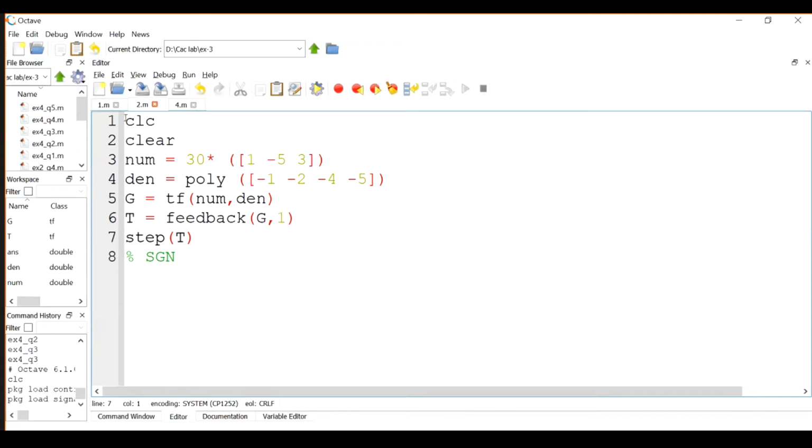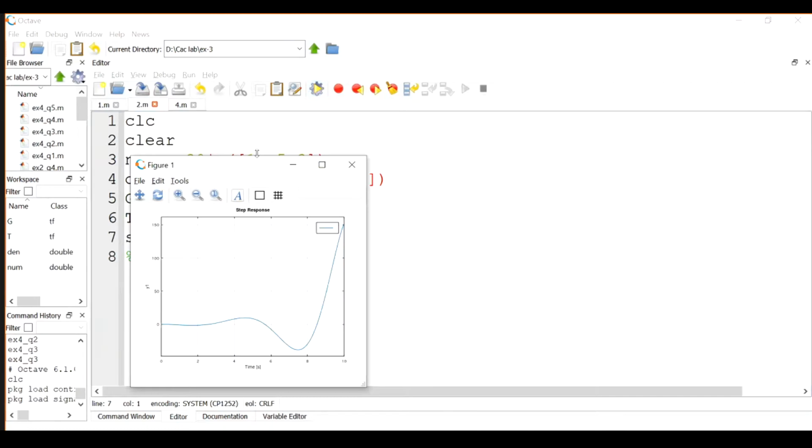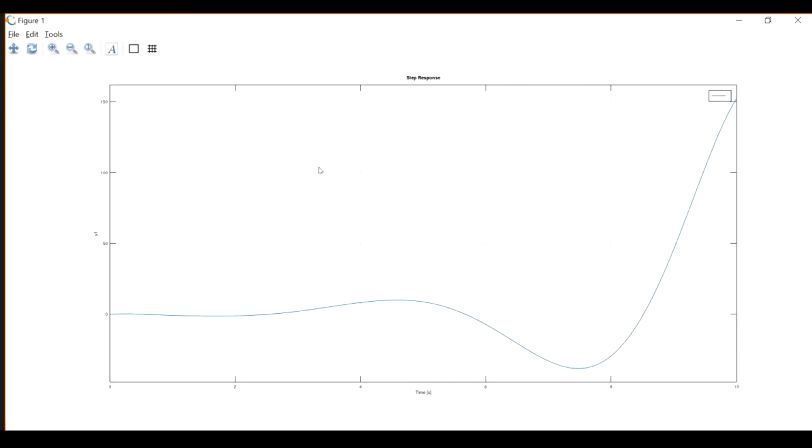The step response can be determined by the command step in Octave. We want to determine the step response of our feedback path, that is the whole circuit. So therefore we can write step of t. When we run this command, we can obtain the step response. You can see in this figure the step response is shown over here. In this step response, you can see that for different values we can obtain the response. Now we move to what output we get from this transfer function.